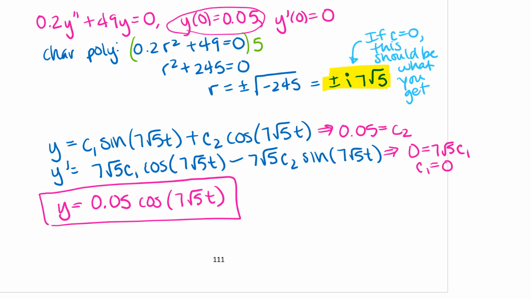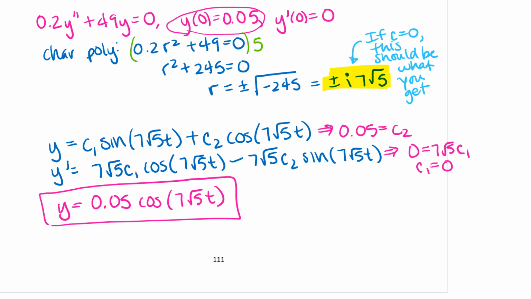Some of my MyMathLab homework will ask you for decimal approximations for your coefficients, so the time to do that would be at the end of the problem. If you do that too early, you can end up with compounded round-off error as you go. So if you want decimal approximations, you can do that here.